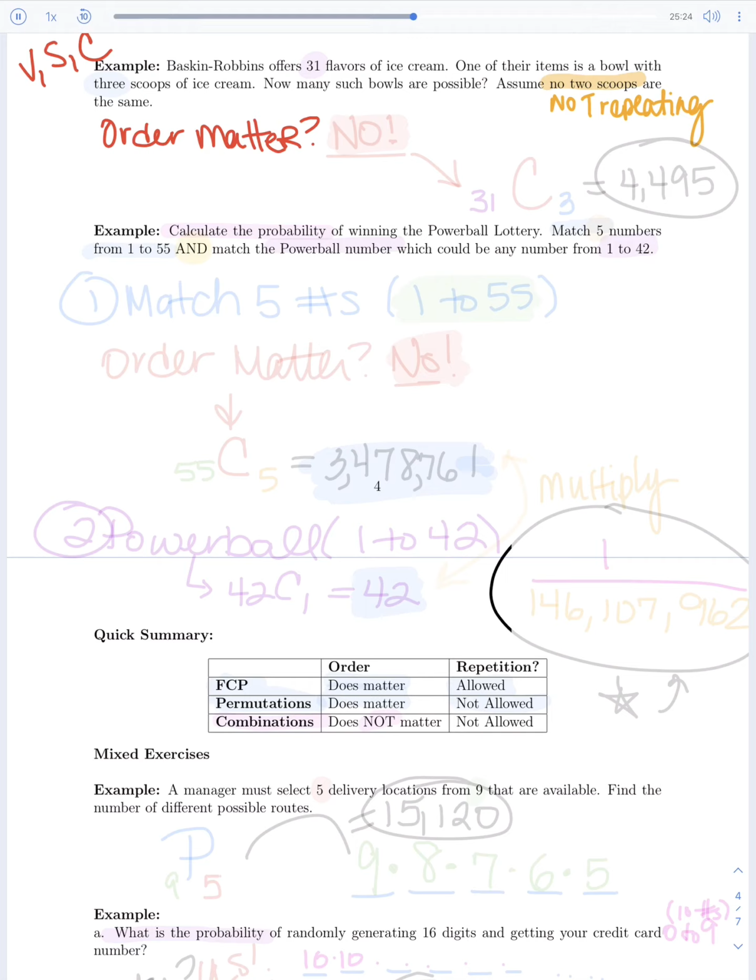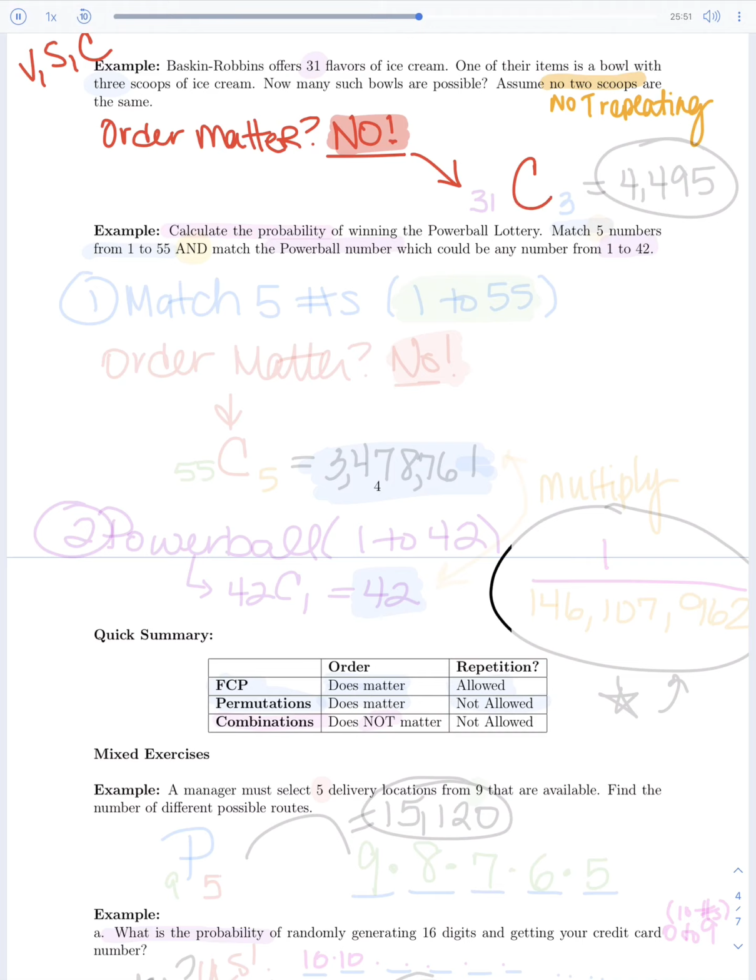And the answer is no. You're still going to end up with a bowl of ice cream with the same 3 scoops. It doesn't matter what you ordered first and what you ordered last. You're still going to get the same thing I ordered. So, does order matter? No. If you mix everything around, you still end up with the same thing. So, the answer being no is how you know that if order does not matter, you're going to use combinations.